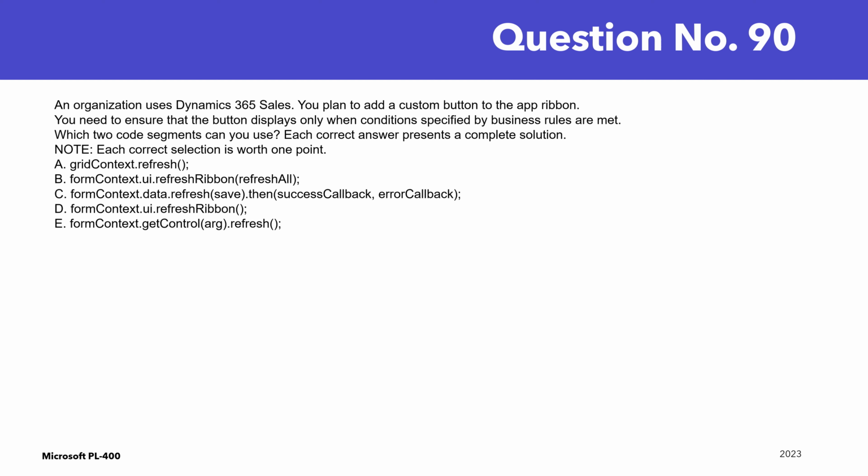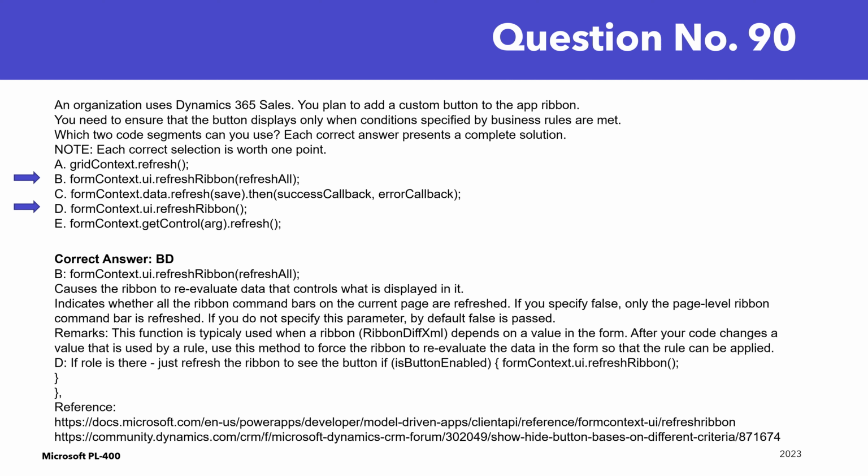A. Grid context.refresh. B. Form context.ui.refresh ribbon refresh all. C. Form context.data.refresh save, then success callback, error callback. D. Form context.ui.refresh ribbon. E. Form context.getControl arg.refresh. Correct answer: B, D.